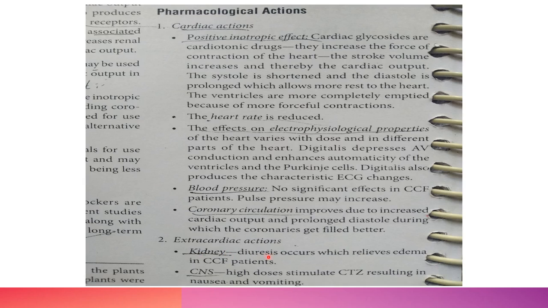So kidney diuresis occurs, which relieves edema in congestive cardiac patients. What is diuresis? Diuresis is nothing but the increased excretion of water from your body through urine. So cardiac glycosides also act as diuretics. And on the CNS, high doses stimulate the CTZ, resulting in nausea and vomiting. So if we give a high dose, it will act on the central nervous system. Because of that, we will have nausea, that is vomiting sensation, and vomiting.